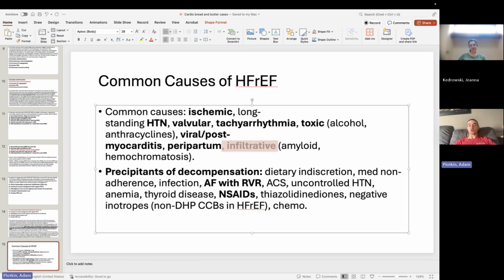And then there's infiltrative, which we'll talk about in a second. That can cause both HFrEF and HFpEF. And then causes of decompensation. If the patient's having a poor diet, eating lots of salt, not using their medications, they have AFib with rapid ventricular response, acute coronary syndrome, uncontrolled hypertension, anemia, thyrotoxicosis, NSAIDs.